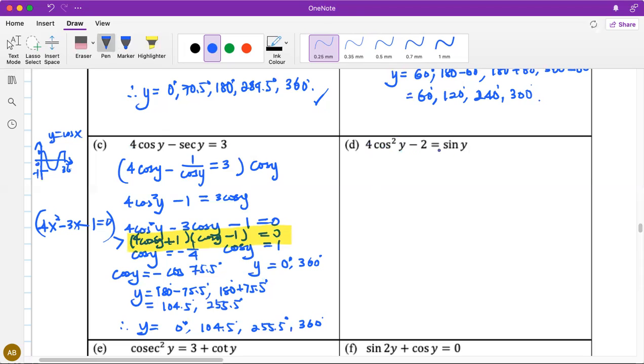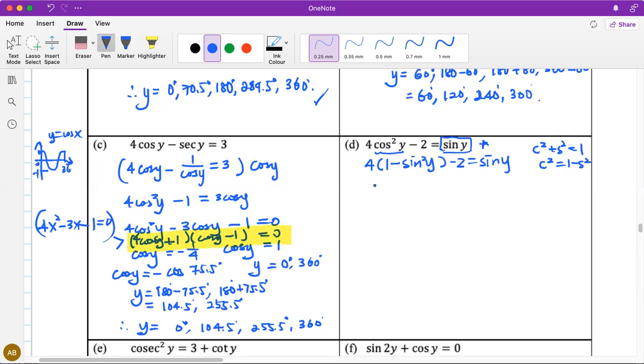So D, let's see D. D is 4 cos square y minus 2 sine y. I think this one in your notes should be, if not correct, then you change it first. If this case comes out, then you need to change this cos square y to sine, because we follow the linear part. So it'll be 4 times 1 minus sine square y, meaning we use a trigonometry identity: cos square plus sine square equals 1, so cos square equals 1 minus sine square.